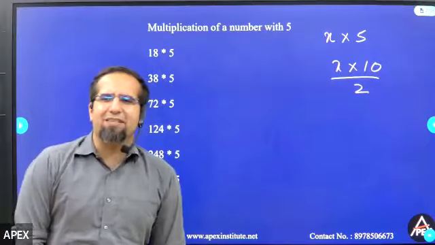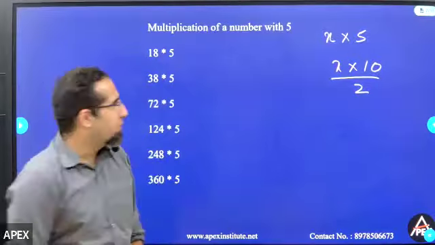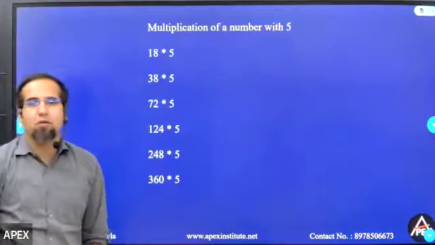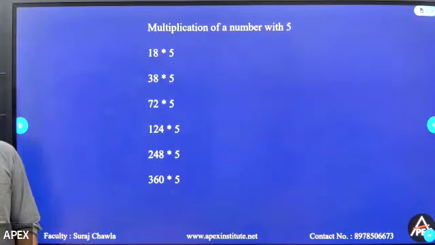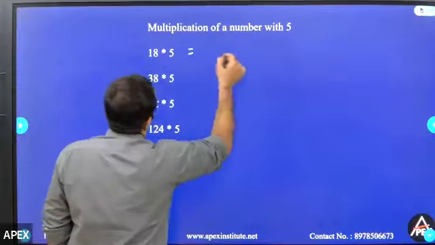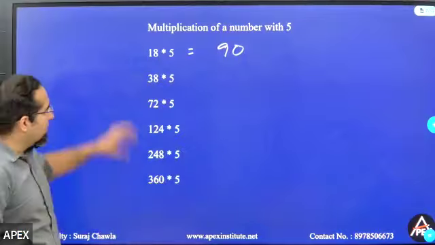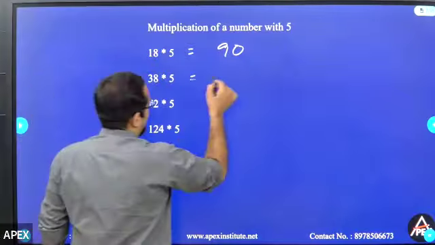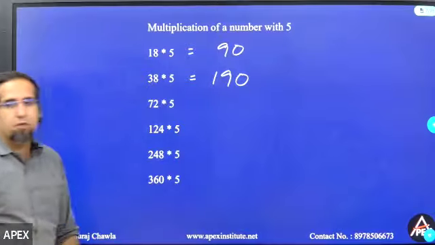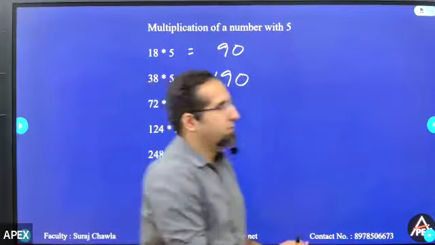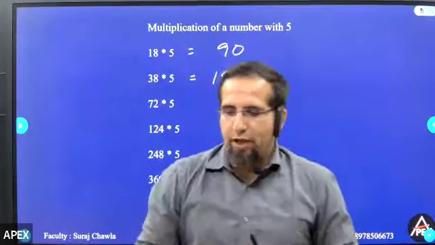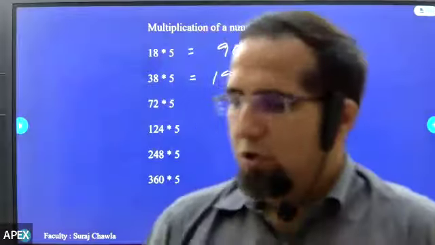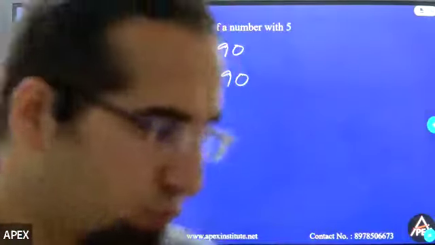And any number multiplied by 10 is nothing but a 0 in the end. Right? So, suppose I'm looking at 18 into 5, all I'm looking at is 180 divided by 2. So 180 by 2 gives me 90. Similarly, this becomes 380 divided by 2. What is 380 by 2? 190. Take 3 seconds, get the 3 answers, please. Quick, I repeat, instead of multiplying by 5, we are just writing into 10 divided by 2. Adding a 0 in the end, dividing by 2.